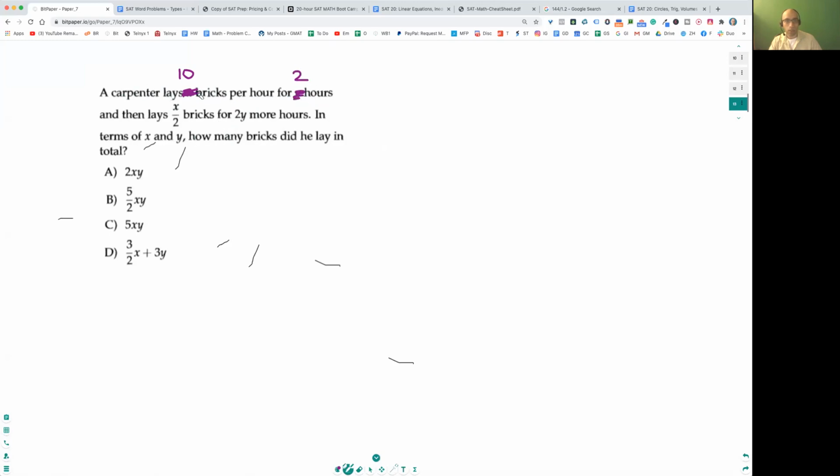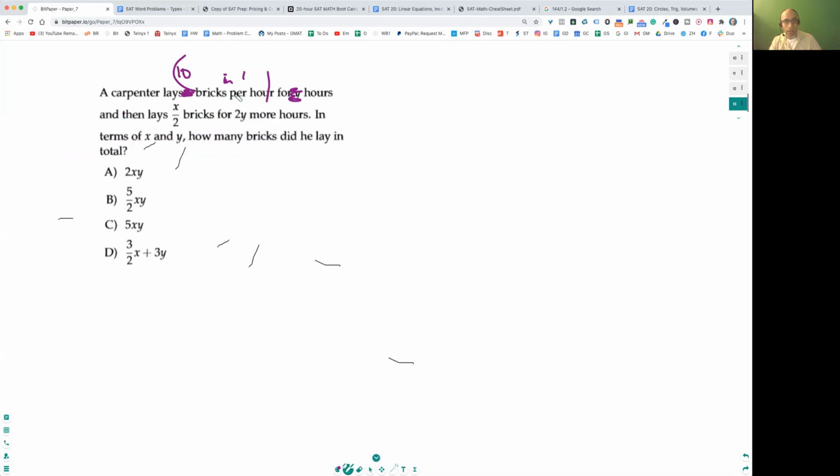So what do you do here? He lays 10 bricks per hour for 2 hours, which means in the first hour he lays 10 bricks, and in the next hour he lays 10 bricks. That's easy. If it's 7 hours, how are you going to do it? 10 times 7. Don't even think about it as alphabets. Think about it as 10 bricks in 1 hour.